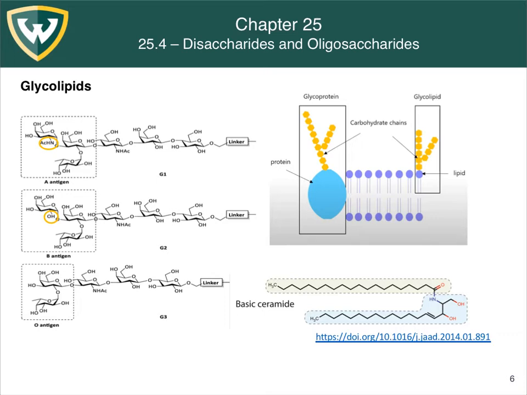These antigens are linked through a short linker to a lipid that's known as ceramide. The ceramide intercalates into the cell membrane and then serves as the anchor to attach the glycans to the cell surface.